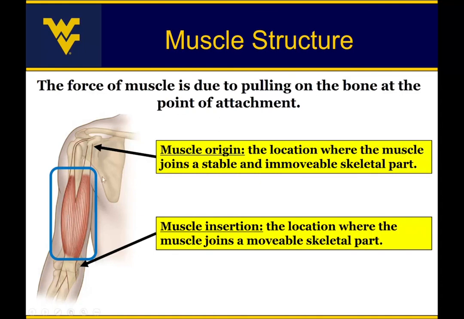For the biceps muscle, the origin is located in our shoulder, and the insertion is located in the elbow. So when the fibers contract in the biceps muscle, the insertion point at the elbow will pull on our forearm, allowing our forearm to move up toward our shoulder as the muscle contracts.